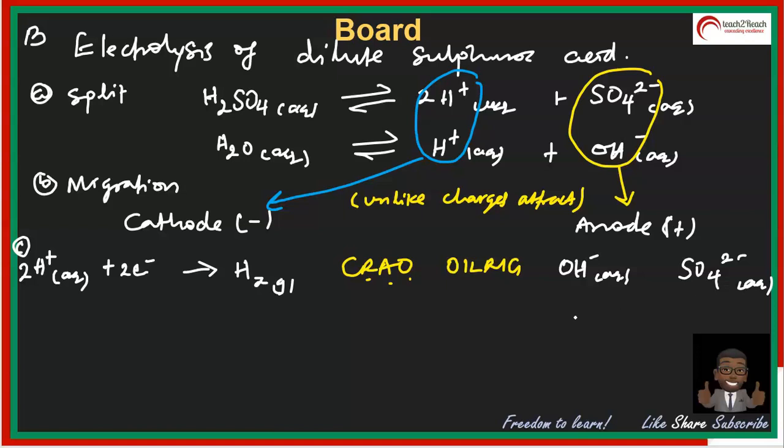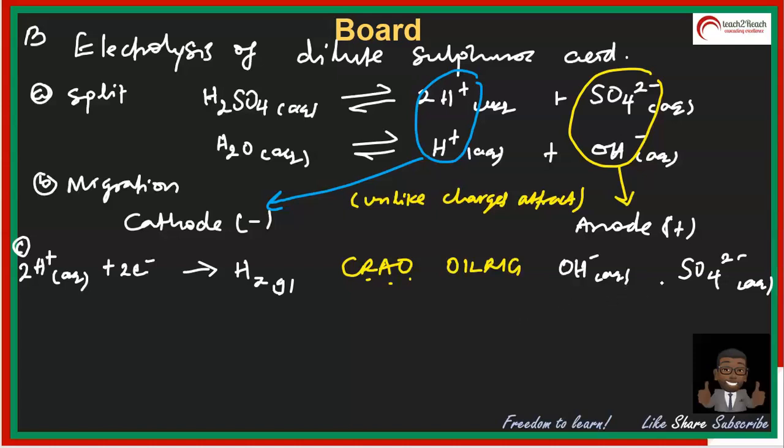So what is going to affect the discharge of ions here? There are three factors that affect the discharge of ions. The first one is the nature of the electrode. The second one is concentration. The third one is position of the ions in the reactivity series. Ions that are lower in the reactivity series are preferentially discharged. Ions that are more concentrated are usually preferentially discharged.